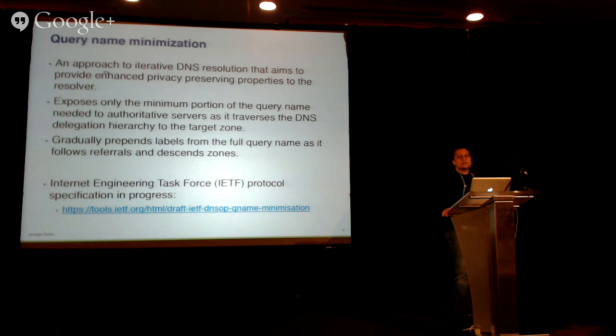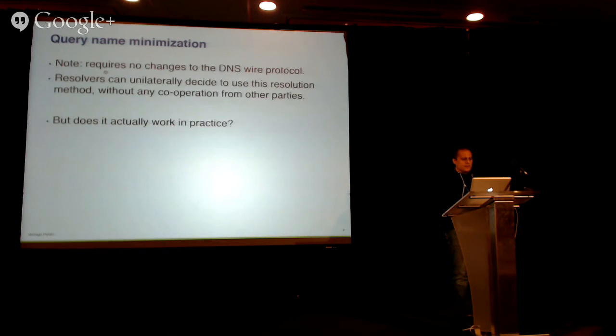So standardization of this mode of resolution is actually ongoing in the IETF, and at the bottom of the slide, I point to an internet draft that specifies this resolution mode. And an important observation to make is that this resolution mode requires no changes to the DNS wire protocol. So resolvers can actually unilaterally implement this algorithm without cooperation from any authoritative servers or, in fact, any other actors in the DNS system. So in theory, it should just work, but one of the questions I wanted to answer was, does it actually work in practice?